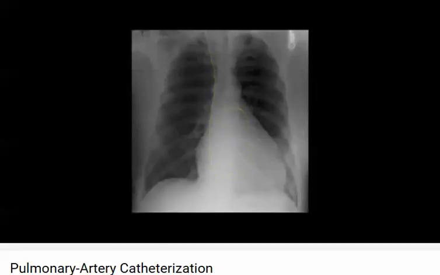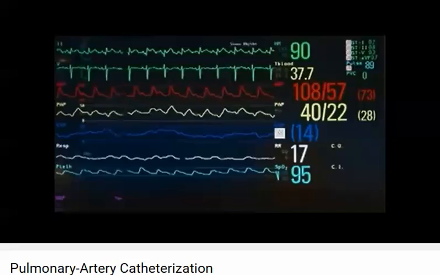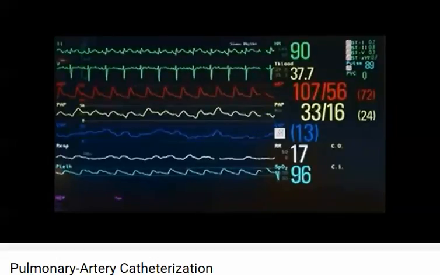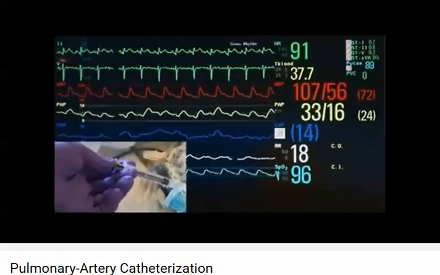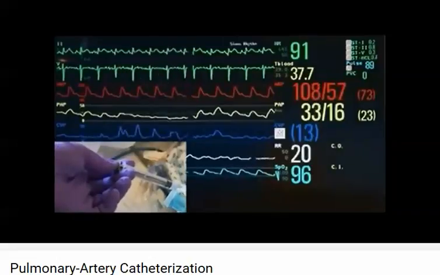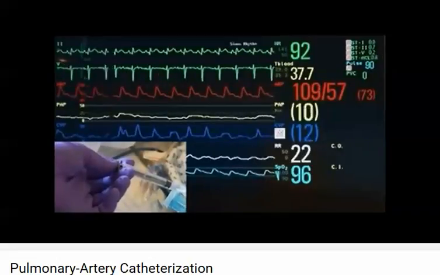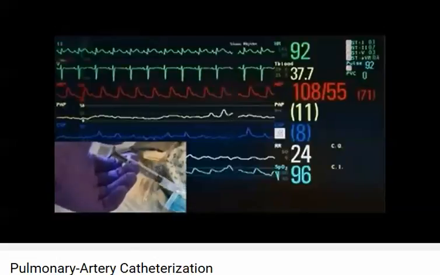The tip of the catheter should not extend more than 4 or 5 centimeters beyond the midline. With the catheter in place, the right atrial and pulmonary artery pressures can be monitored continuously. The balloon can be periodically reinflated to reassess the pulmonary artery wedge pressure, but it should always be deflated afterward.